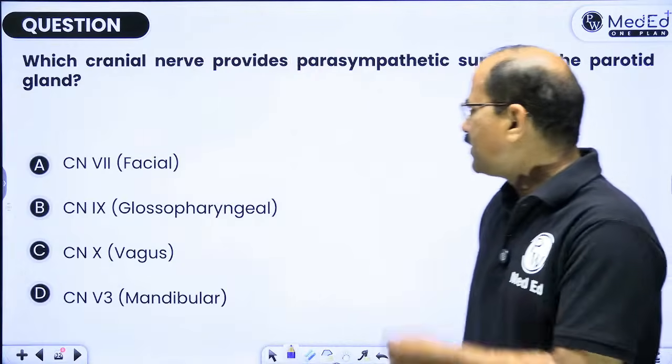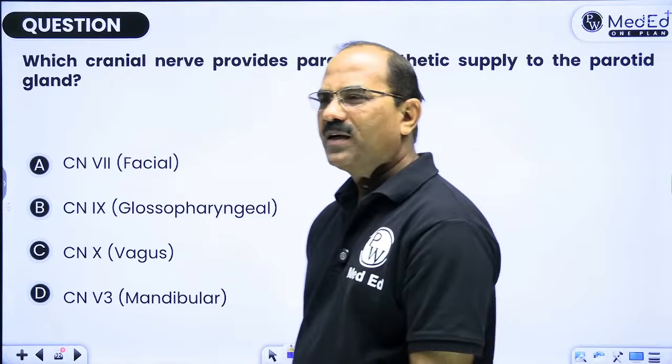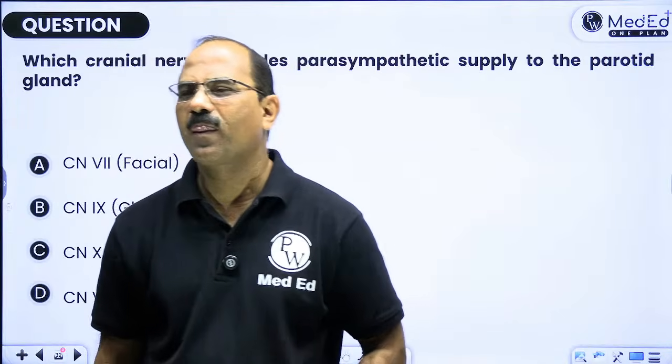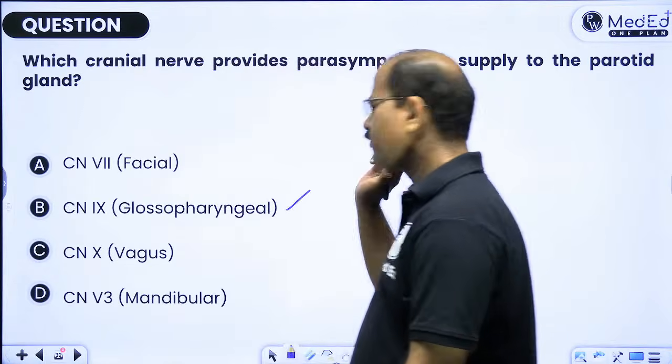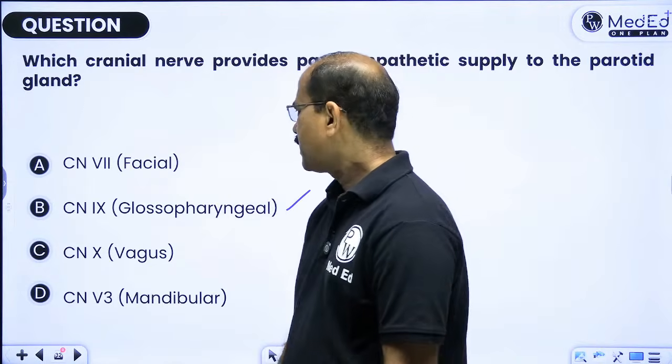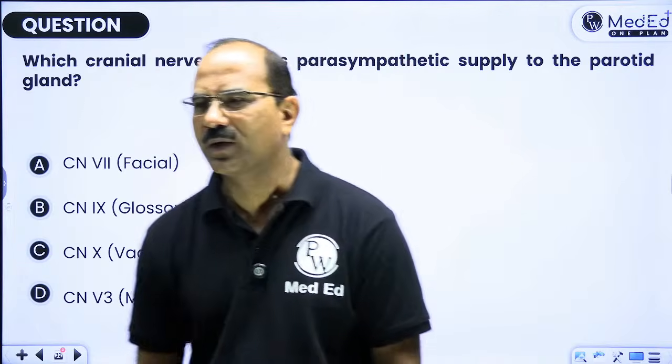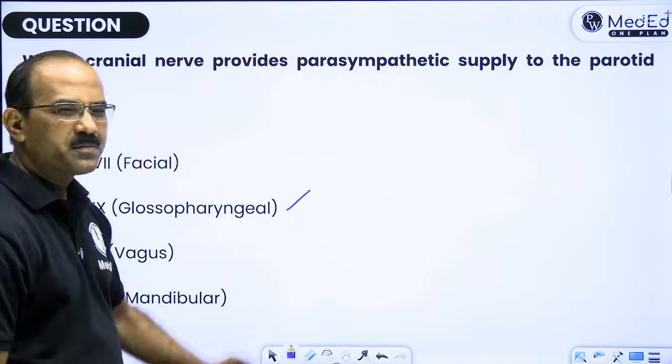वो कौन सी नर्व है जो पैरासिम्पैथेटिक सप्लाई प्रोवाइड करती है पैरोटिड ग्लैंड के लिए? यस, दैट्स अ ग्लॉसोफैरिंजियल नर्व. यस, वेरी गुड. सो ग्लॉसोफैरिंजियल नर्व सप्लाइज द पैरोटिड ग्लैंड.